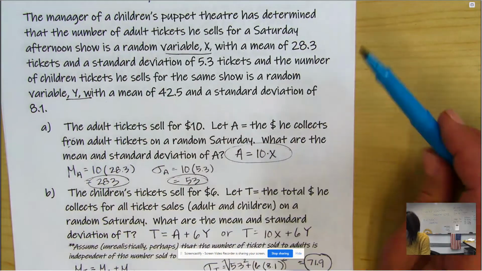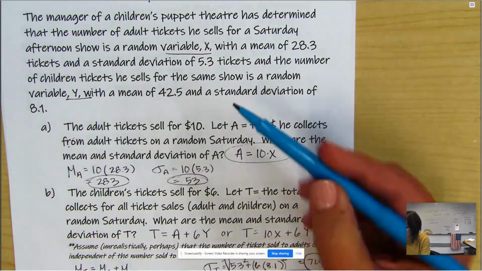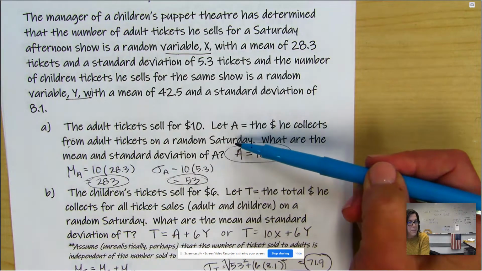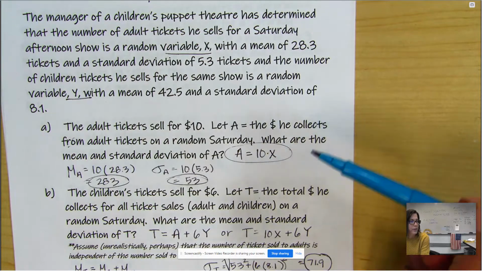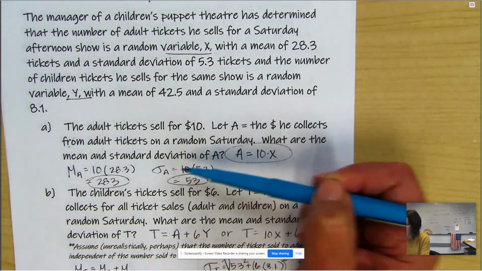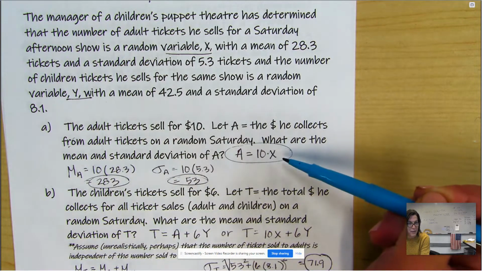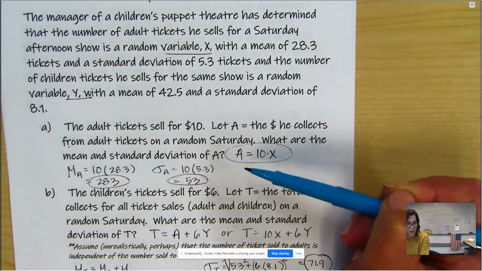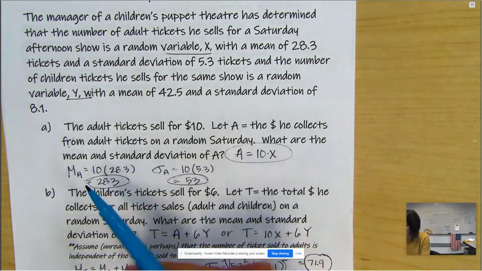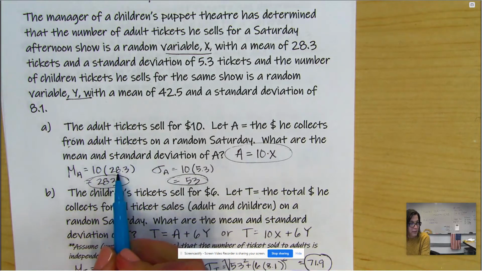Okay. So we want to then define a random variable. A is the money he collects on the adults. Well, if the adult tickets are $10 each, then A is just going to be 10 times X. And to find the mean of A, you just multiply 10 times the mean of X. So you're going to make, on average, $283 on adult tickets.